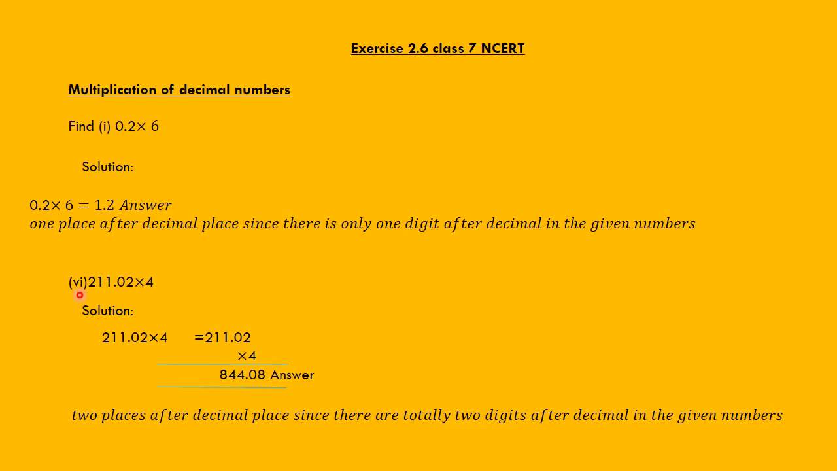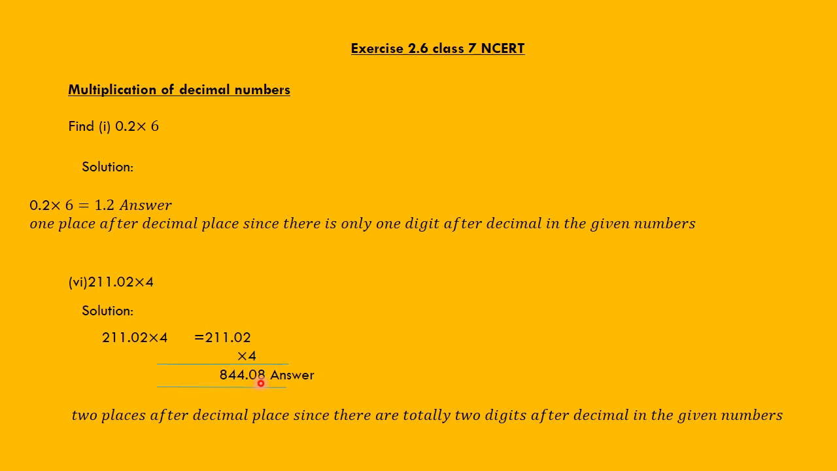See, for example, let us see the sixth problem of the same exercise. 211.02 into 4. So normal multiplication you do it. You just ignore the decimal place. Just multiply 211.02 into 4 as a normal multiplication. So what happens? 4 2s are 8, 4 0s are 0, 4 1s are 4, 4 1s are 4, 4 2s are 8. Okay. Now the first number has two decimal places and the second number has no decimal place. So totally there are two decimal places.